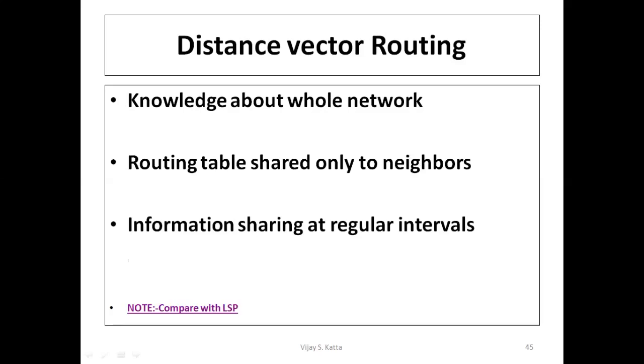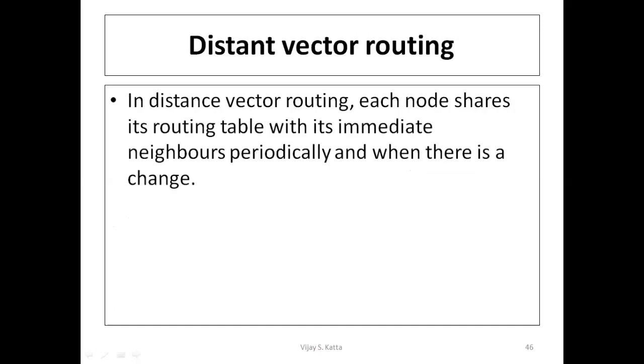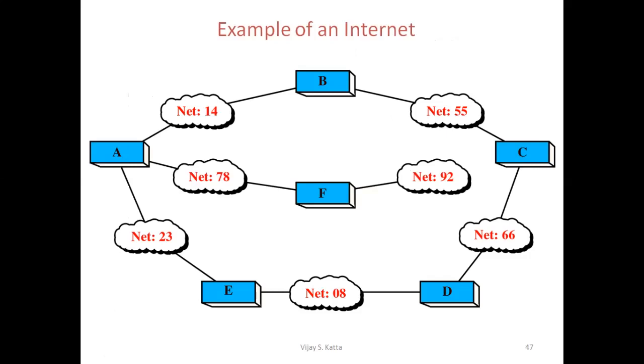Each router has knowledge about the whole network. The routing table is shared only with the neighbors to perform the update in the routing table. And the next one is information sharing at regular intervals. So take one example. I have taken this example from Forouzan's slide. So this is one network topology here.